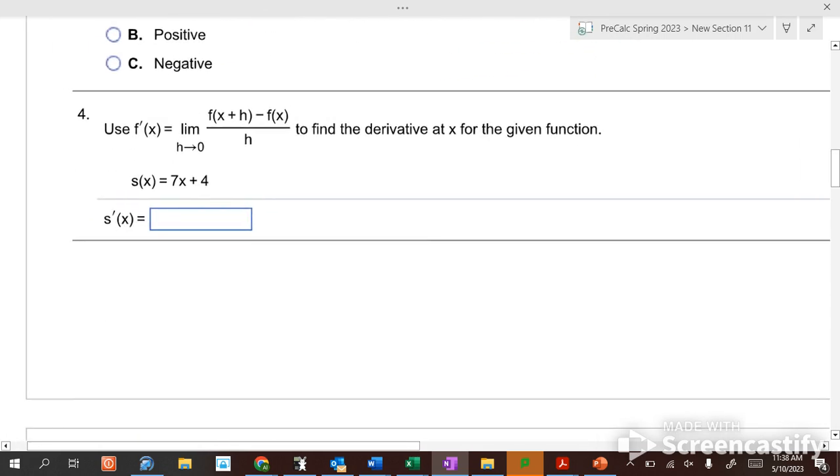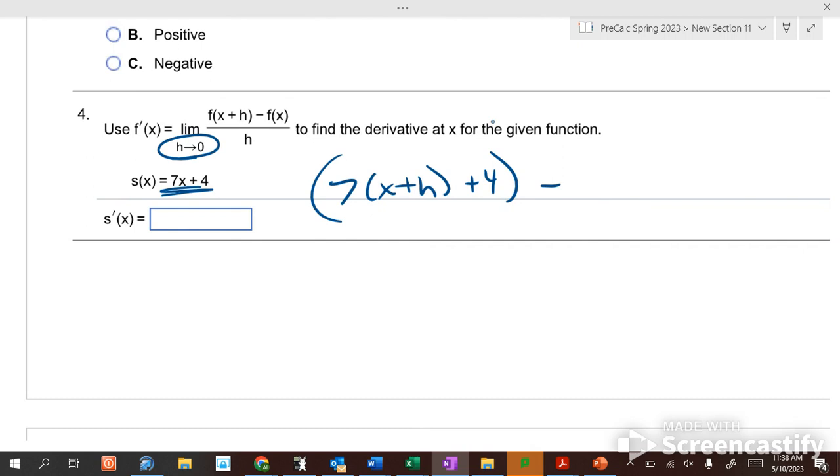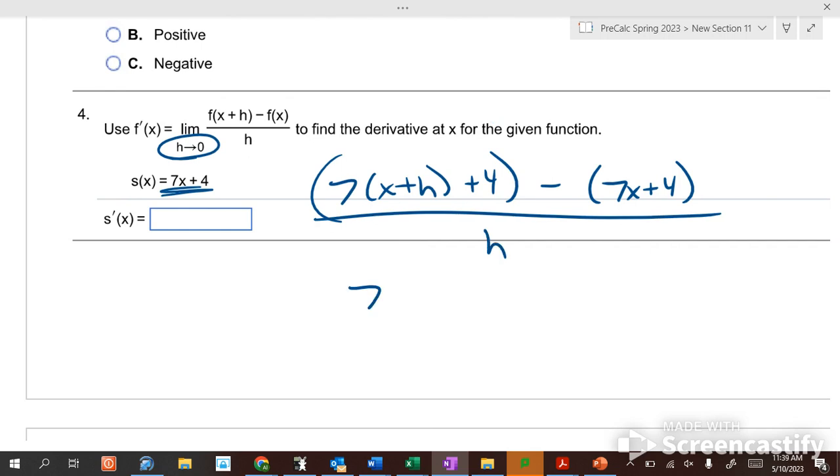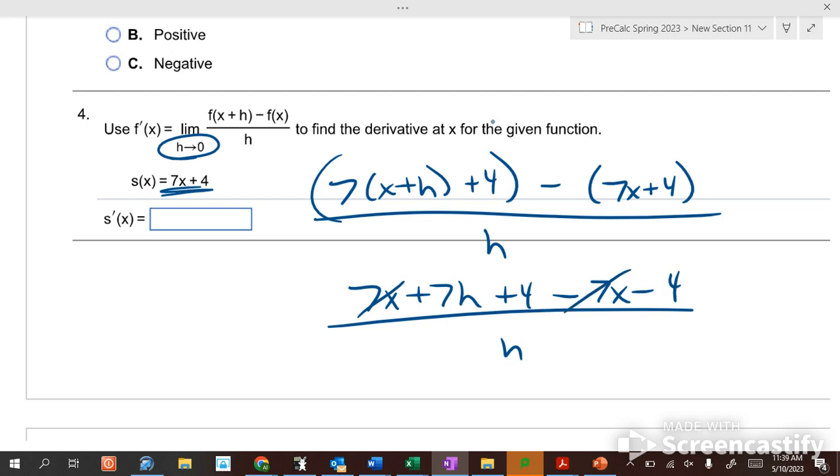Okay? Then they say, use this function to find the slope of this. And our h is going to go towards 0. Okay? So 7 times x plus h plus 4 minus 7x plus 4. So the only difference between these two is the x plus h, all over h. So 7x plus 7h plus 4 minus 7x minus 4, if we distribute the negative sign, all over h. The 7x's cancel, the 4's cancel. I get 7h over h, which is just 7.